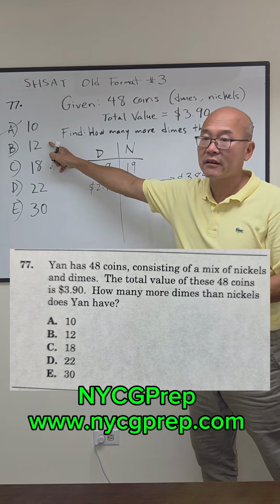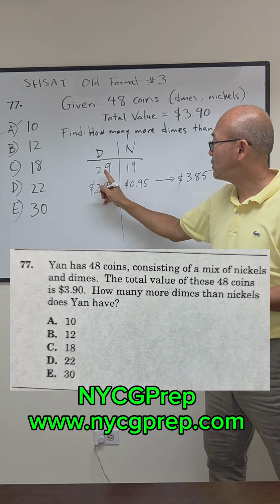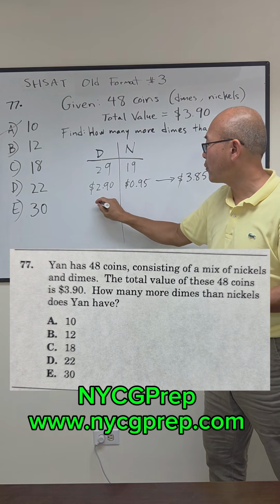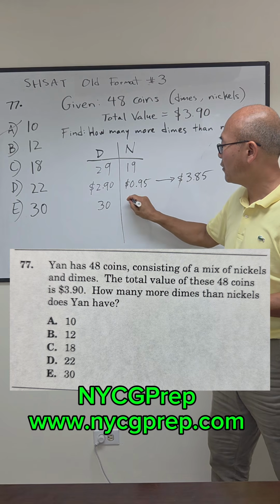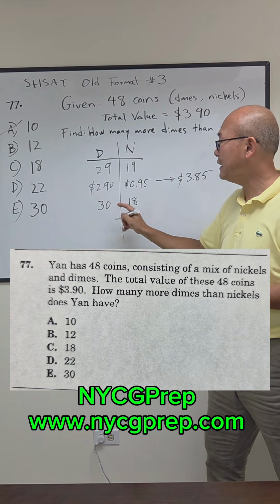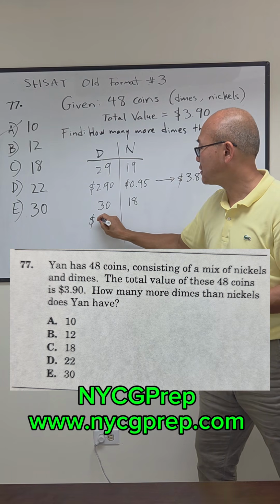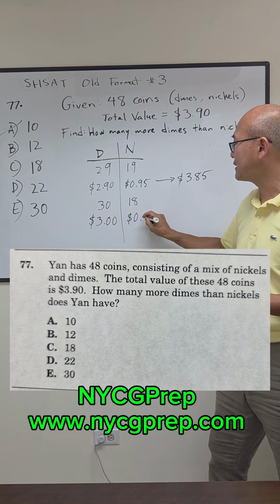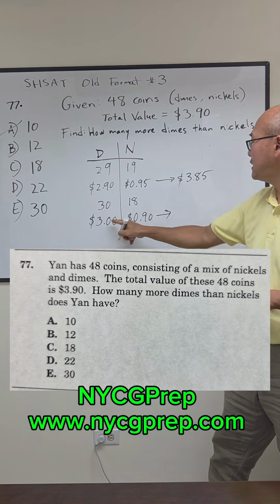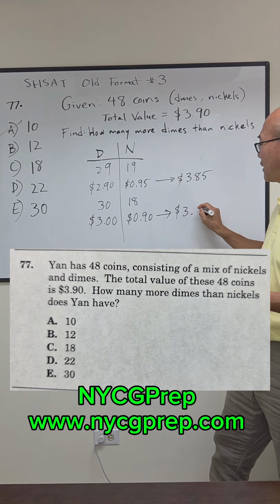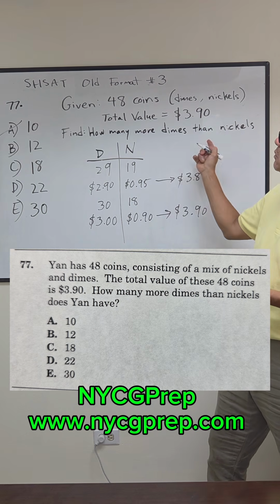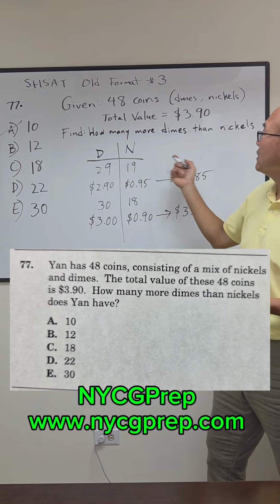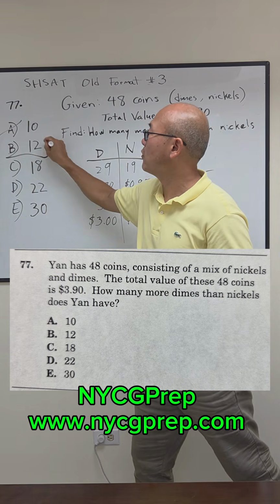So we just try the next choice. We adjust the 29 up 1 and 19 down 1. The difference is 12 coins. 30 dimes is $3. 18 nickels is 90 cents. The sum of which is $3.90, what we're looking for. So the difference between dimes and nickels is 12. We have 12 more dimes.